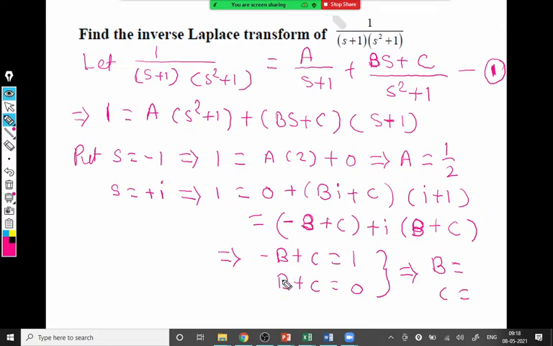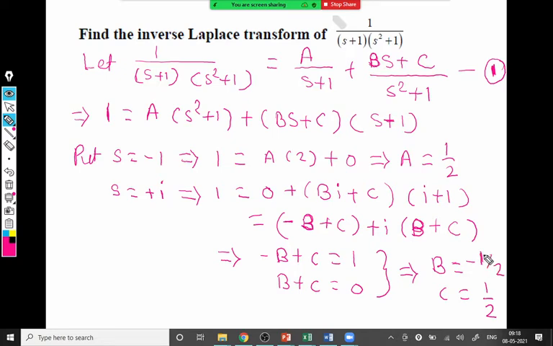If you add these two equations, you get 2c. c will be 1 by 2. And b should be, if c is 1 by 2, then b is minus half. Minus 1 by 2.